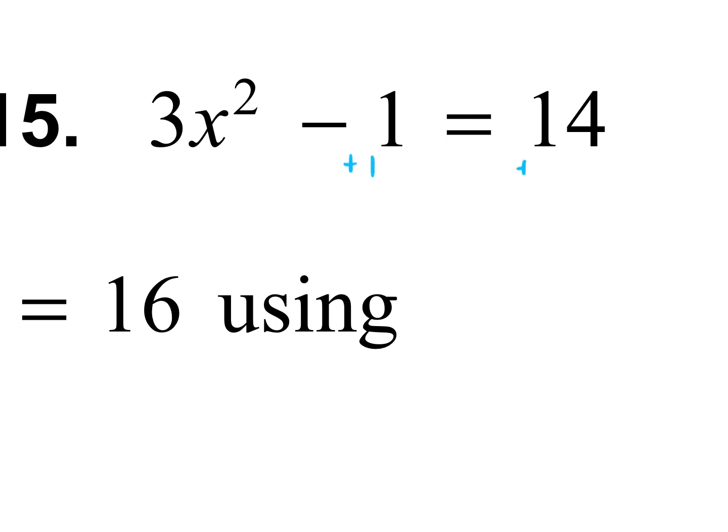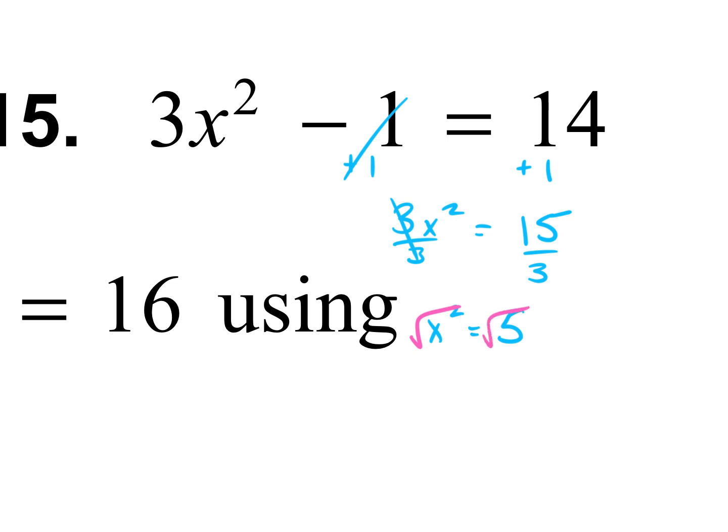Add 1. So 3x squared is equal to 15. What do we do next? Divide by 3. So x squared is equal to what? 5. And then what do we do? Square root both sides. So what does x equal? X is equal to positive or negative square root of 5. Awesome.